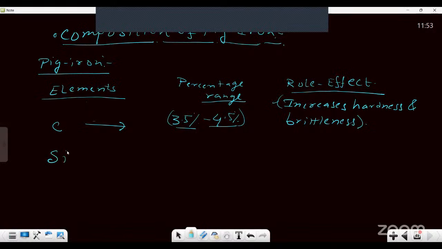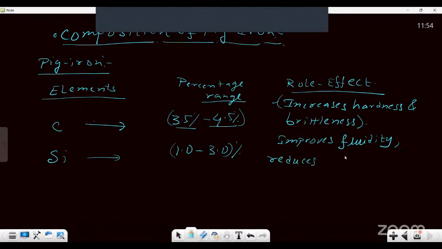Okay. From the carbon, now we will see the silicon. The silicon is basically 1 to 3%. It improves fluidity, reduces the melting point. But too much silicon is also bad, because it causes brittleness. So silicon, if it is too much, then it causes brittleness.